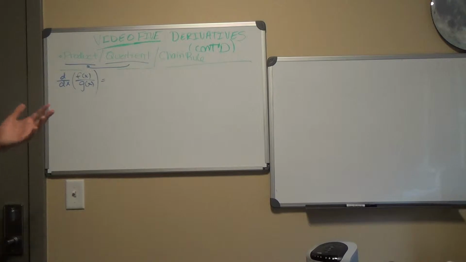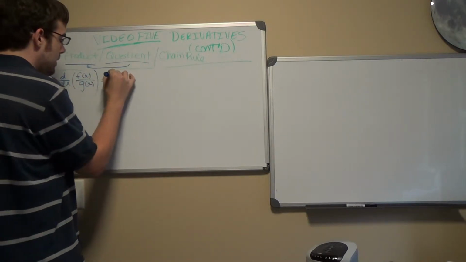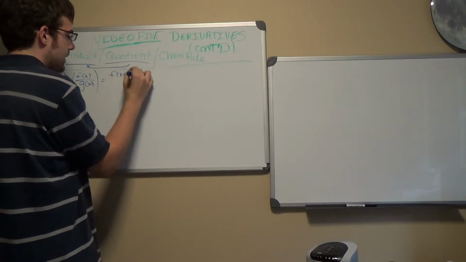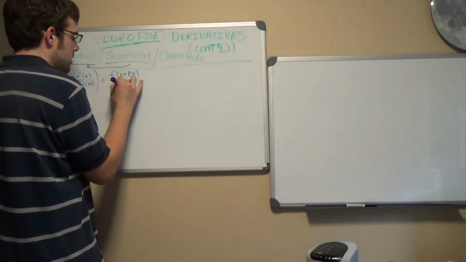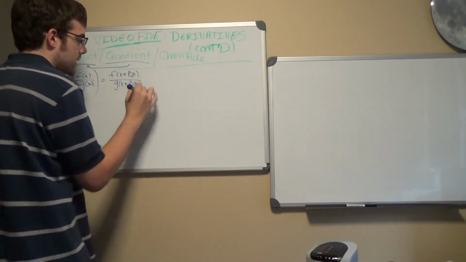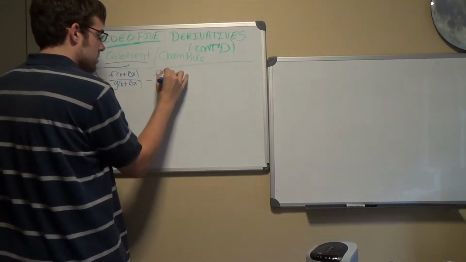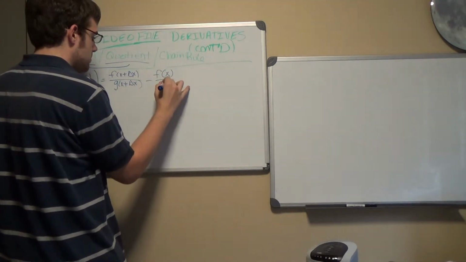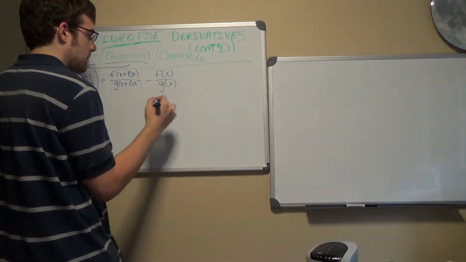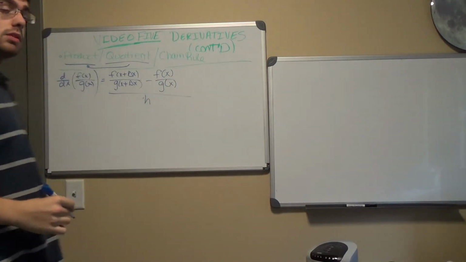So, once again, we're going to be having f of x plus delta x divided by g of x plus delta x. And once again, I apologize if my handwriting is small or terrible. My handwriting is both small and terrible.